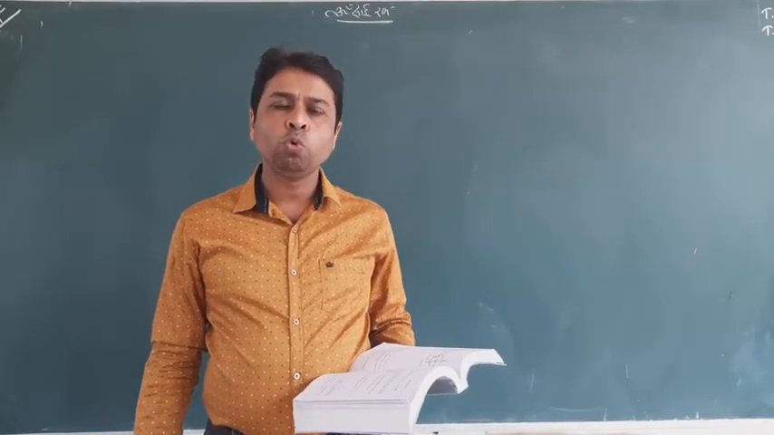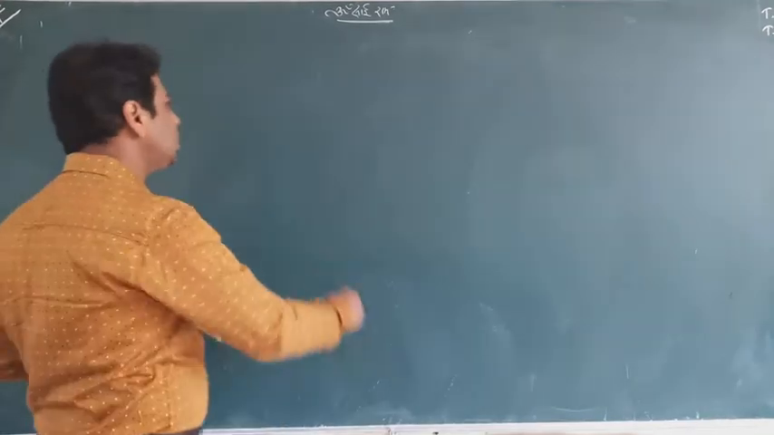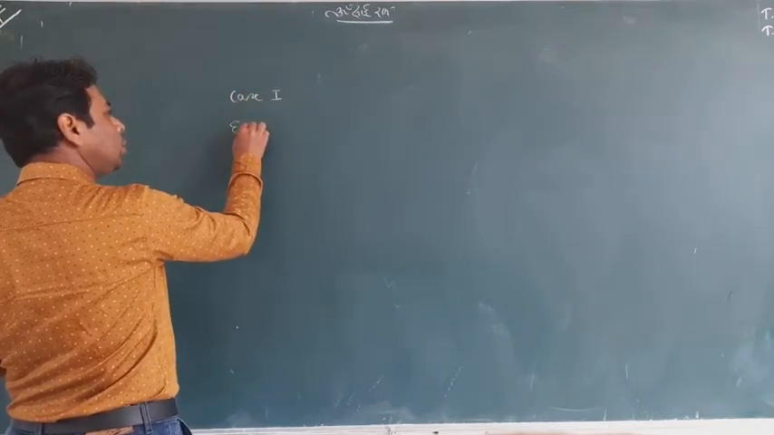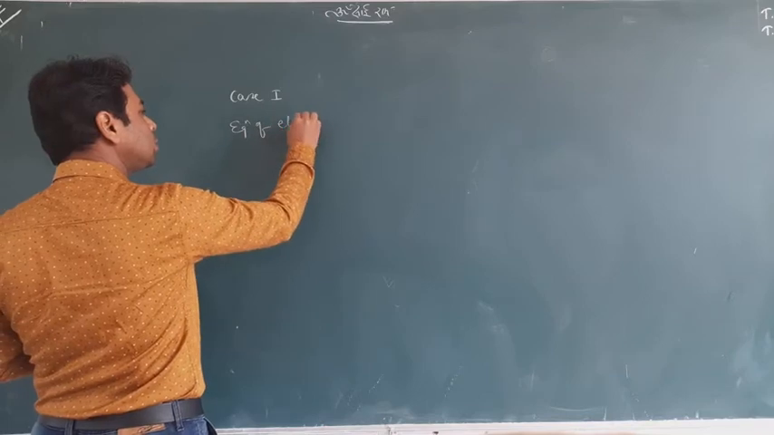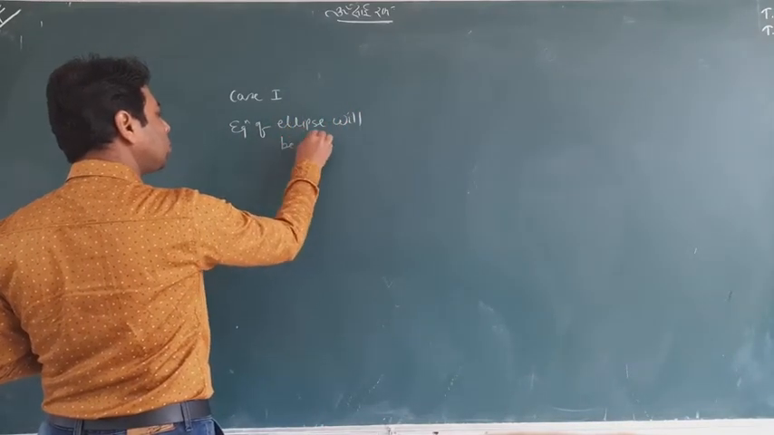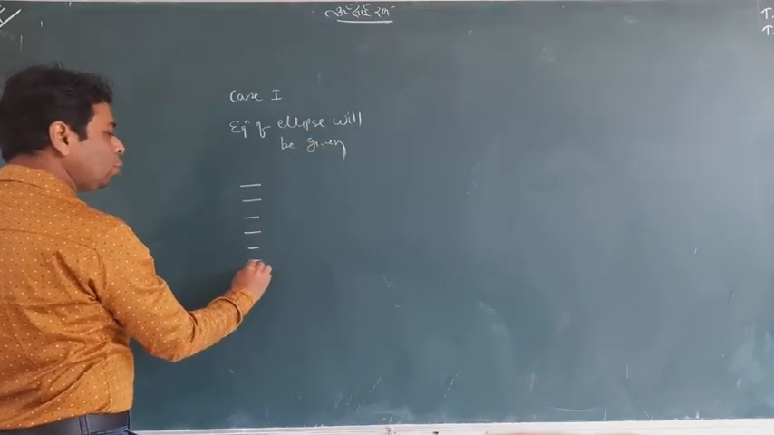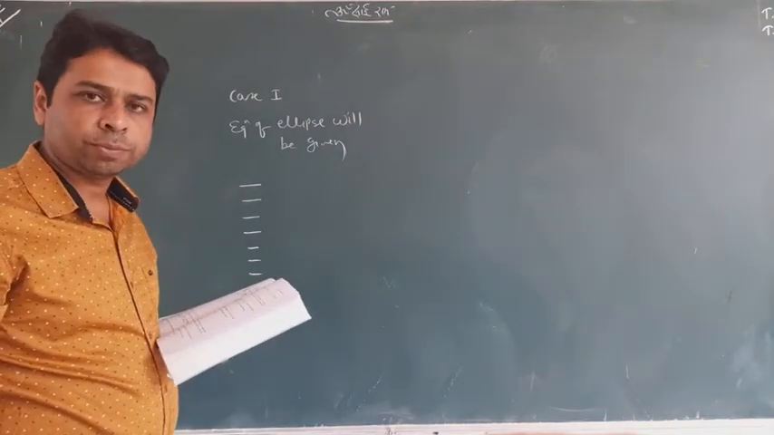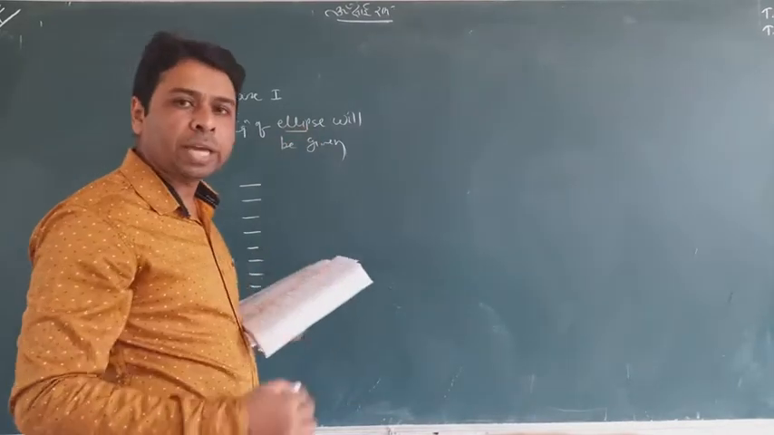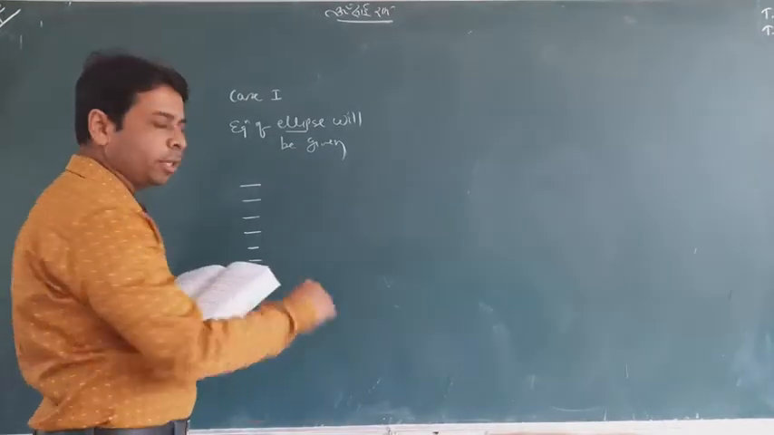Let me tell you the two kinds of question we will face in most cases. In the first case, the equation of the ellipse will be given, and the eight things which I recently told you have to be found out. You identify whether the ellipse is along the x-axis or along the y-axis and use these formulas.